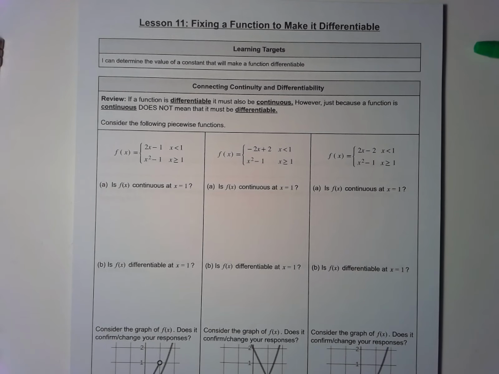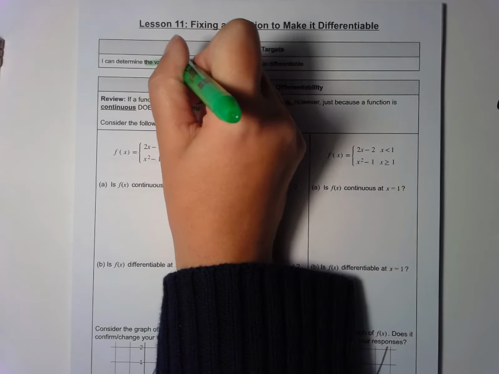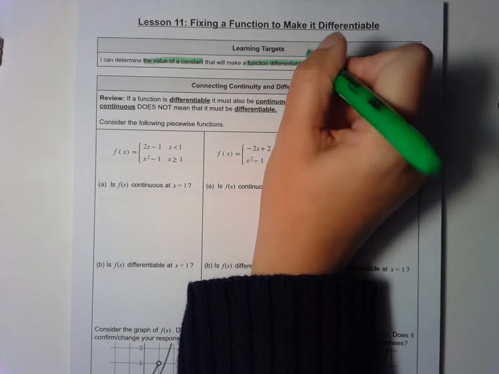Hello, friends. Today we're going to be learning lesson 11 from Unit 2, which is fixing a function to make it differentiable. In our previous lesson, we learned that a function is differentiable if the derivative exists. In this lesson, we're going to focus on finding a missing constant from an equation that will make the function differentiable. And that is our target for today. Our target is to determine the missing value of a constant that will make a function differentiable.